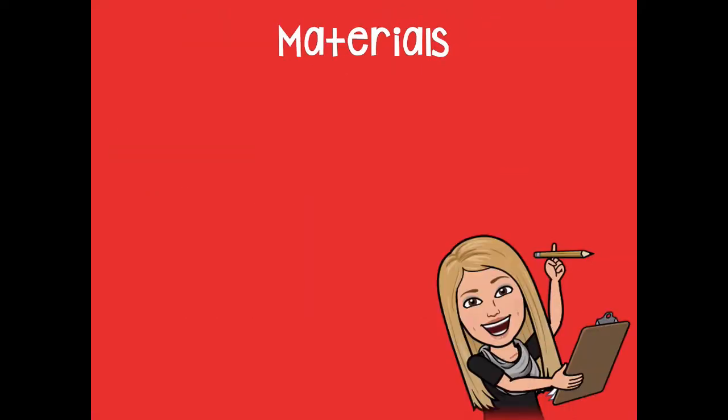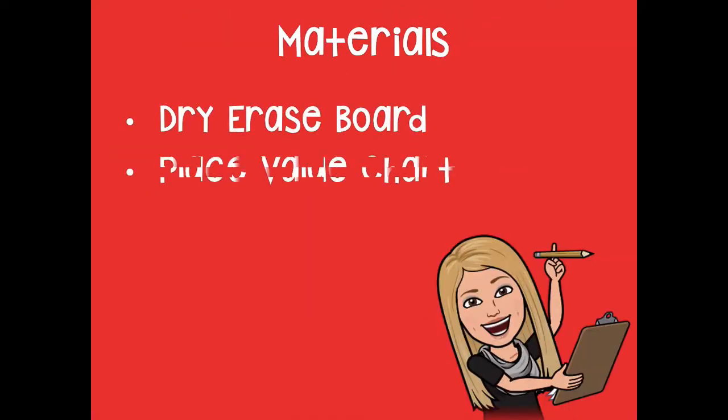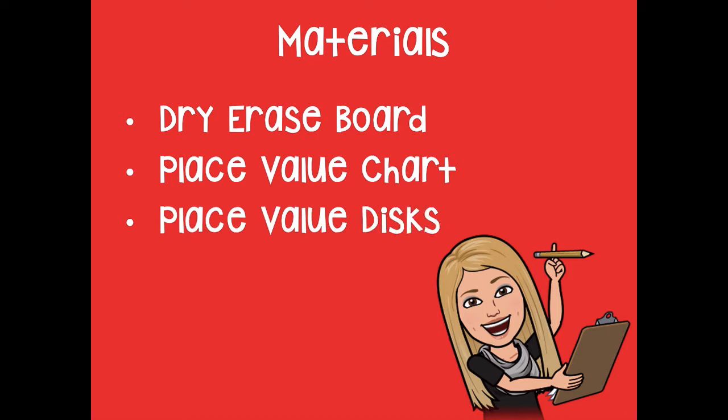So the materials that you'll need for this lesson are your dry erase board, your place value chart, and your place value discs. Now, if you don't have your place value discs, it's okay. We can draw quick draws for them. That's fine. So make sure you have your materials before we get started.